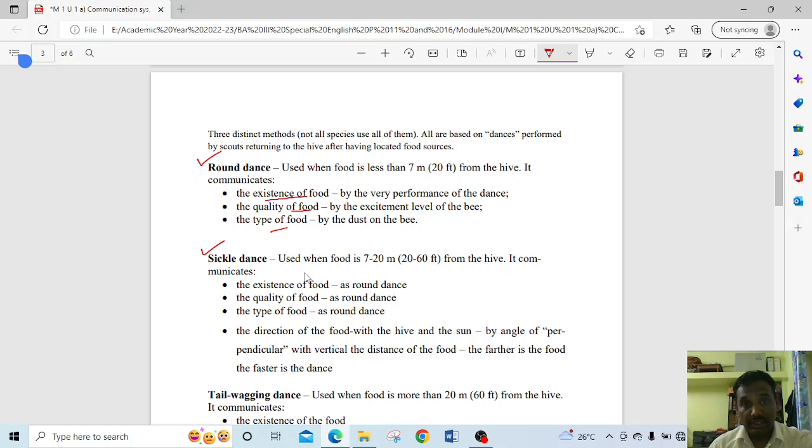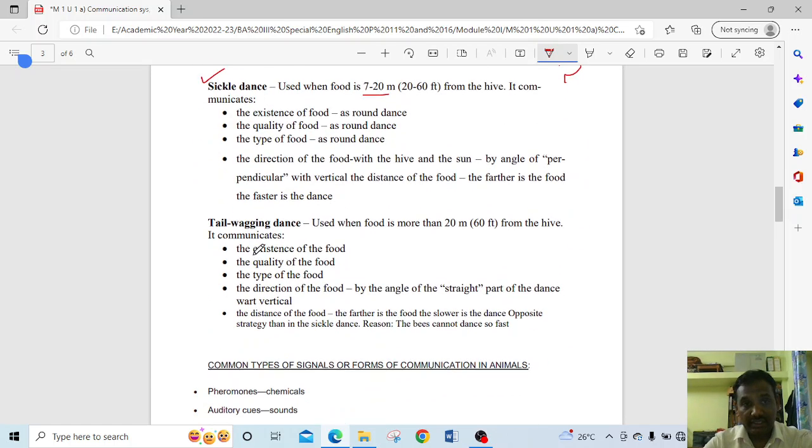When the food is less than 7 meters, that is 20 feet, they do the round dance. When the food is between 7 to 20 meters, they do the sickle dance. Sickle dance means this type of dance. Tail wagging dance: when the food is more than 20 meters away from their house, that is the hive, ज्याला आपण मराठीत पोळं म्हणतो, they do the tail wagging dance.